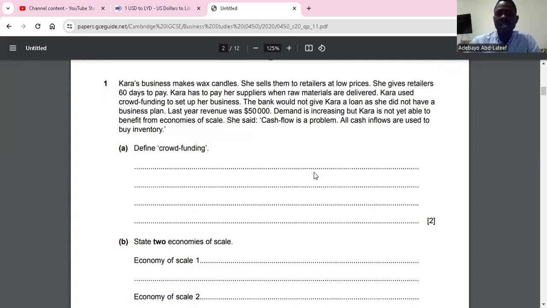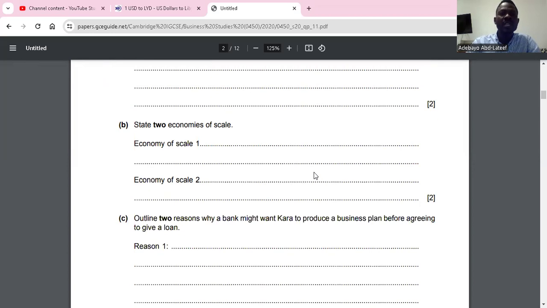So define crowdfunding. Crowdfunding is a source of finance. So that means crowdfunding is also a way in which a business like Kara could source its finance. So what is crowdfunding? Crowdfunding is a source of finance which involves large numbers of people contributing small amounts of money for a project or business. That is what crowdfunding is. Is it clear? Yes.